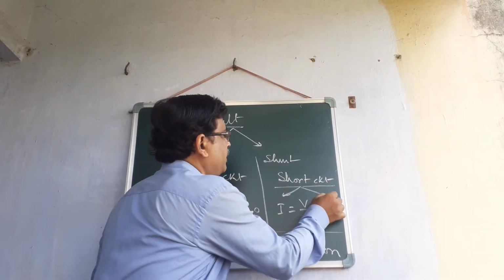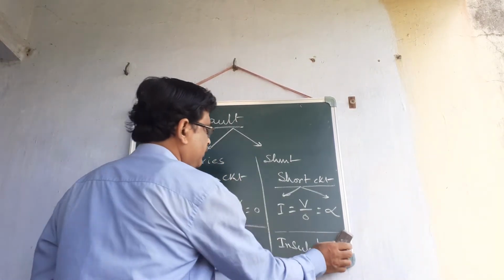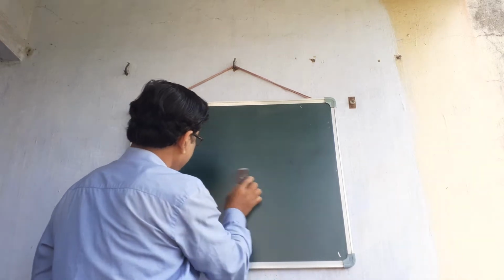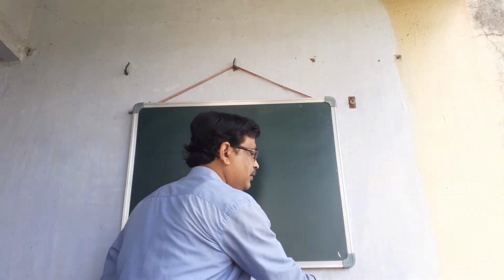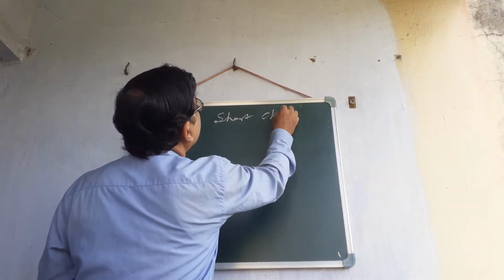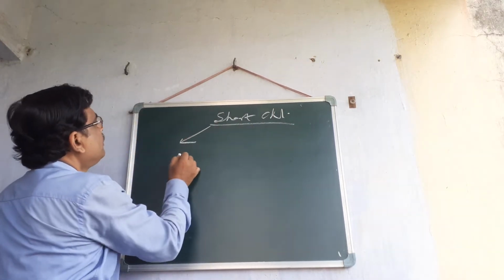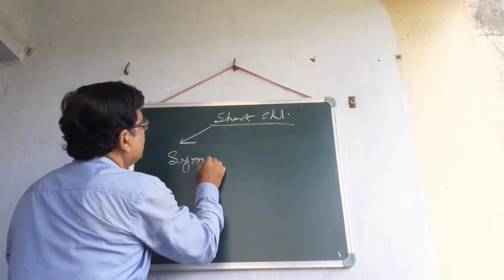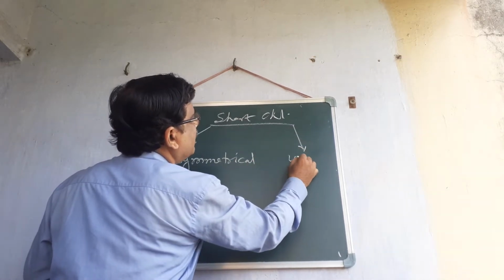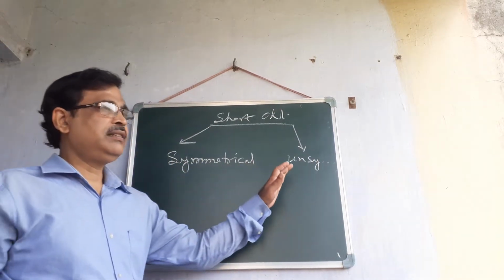Then short circuit will be classified in two parts. Let us see. Now, short circuit can be classified in two parts. One is symmetrical and the other is unsymmetrical.